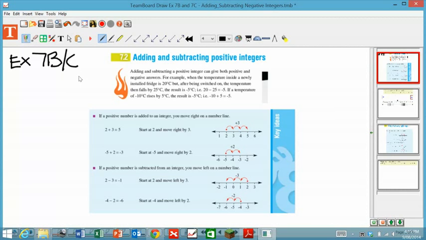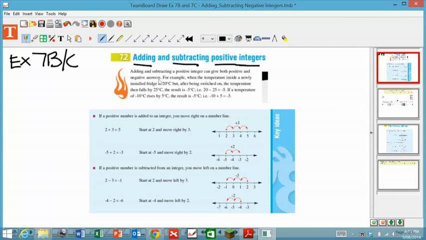Alright, obviously after we did our intro stuff last week and you did 7a, that sort of got you started, and obviously we're looking at integers. Okay, which are basically your positive and negative whole numbers, including 0. Alright, so here we're looking at adding and subtracting positive integers. Okay, so adding and subtracting a positive integer can give both positive and negative answers.